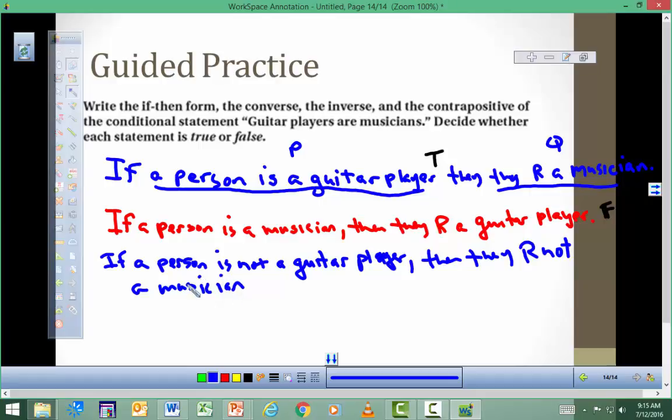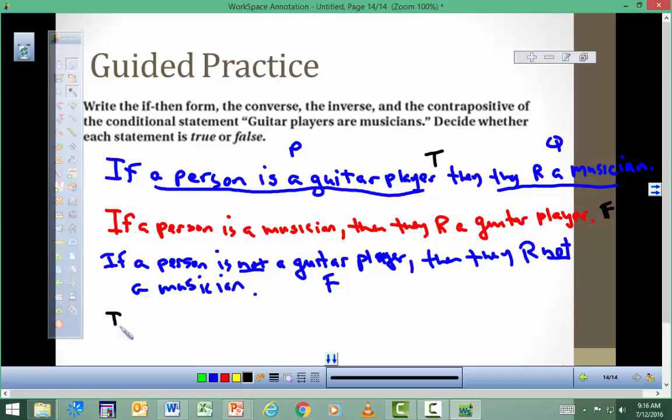So what do you think? Does that sound true to you? So we've added in the word not in both of these cases, for the P and the Q. But certainly if a person is not a guitar player, like they could be a pianist or a celloist or so on and so forth, they're still a musician. So this would make this statement false. And as we've seen in the past, these two are typically going to be the same, and the last two are going to be the same. So without even writing it, I'm pretty sure the contrapositive is going to be true here. But let's confirm that.